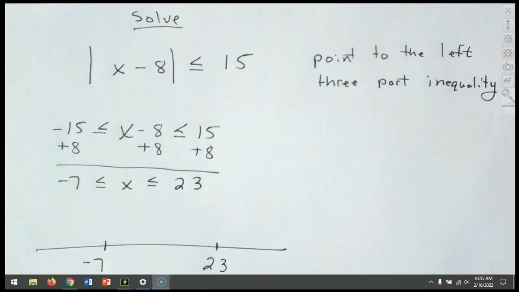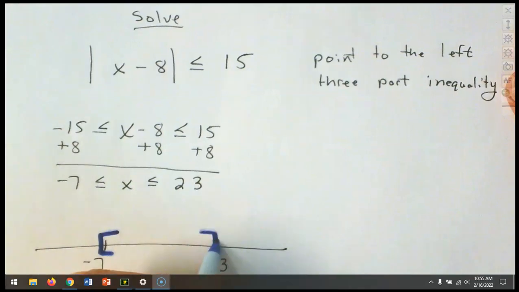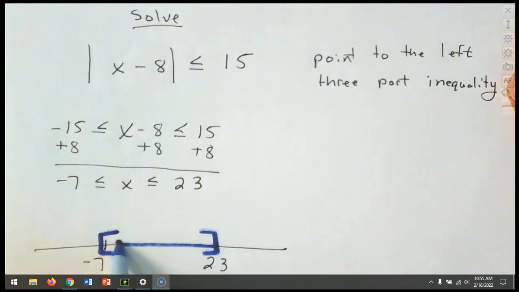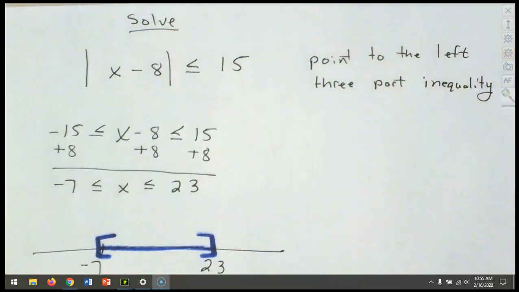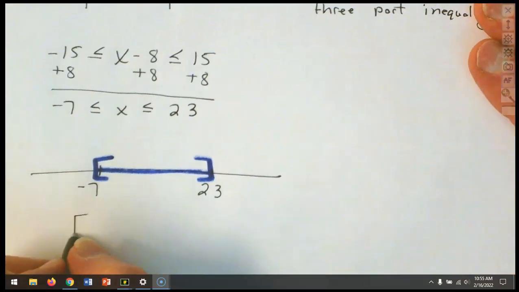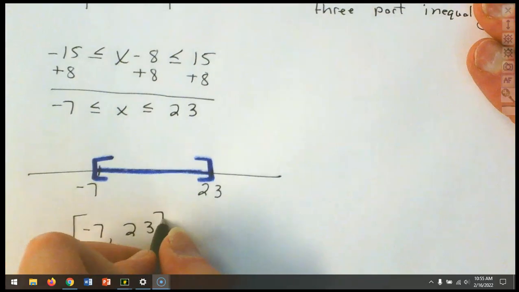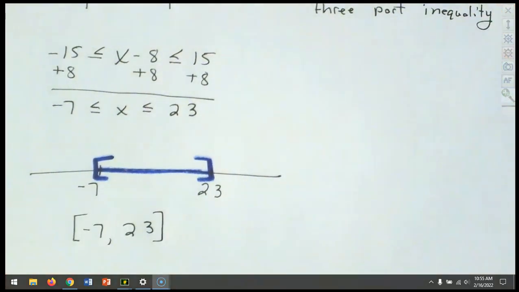And they're going to get which one? Brackets or parentheses now? Square brackets, right? Why do they get square brackets? Yep, greater than or equal to, less than or equal to. There we go. And what does it look like in interval notation now? It looks like negative 7, comma, 23, also with square brackets.